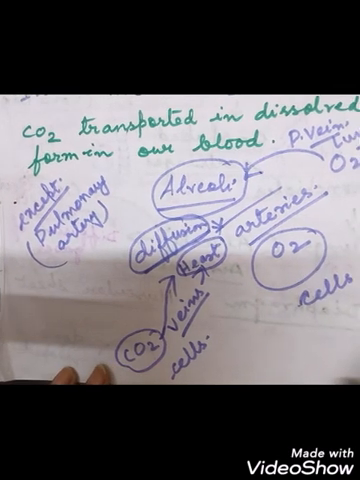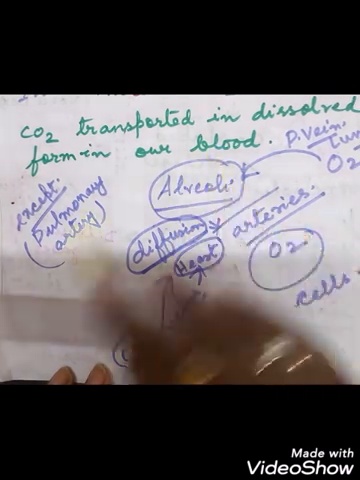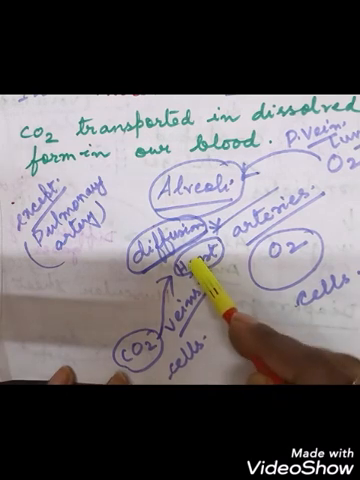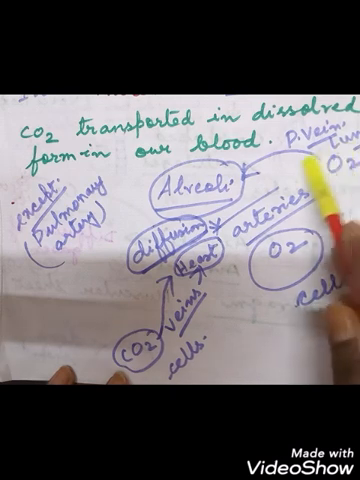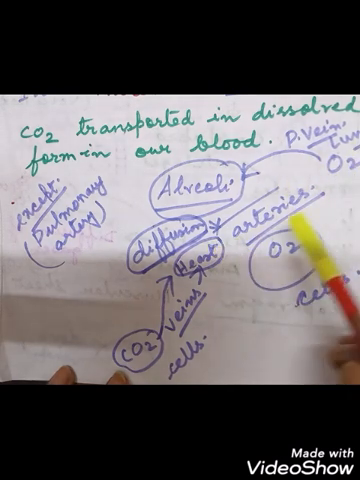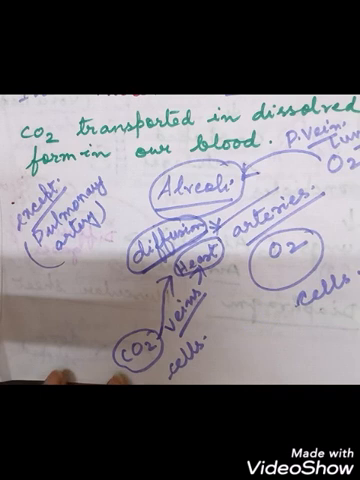And then there are arteries which will carry the oxygenated blood to the cells. So if you can see here, the alveoli is the position where diffusion of gases takes place, and the pulmonary vein will carry the oxygenated blood to the heart for further pumping. Arteries will carry and distribute the oxygenated blood to the cells.